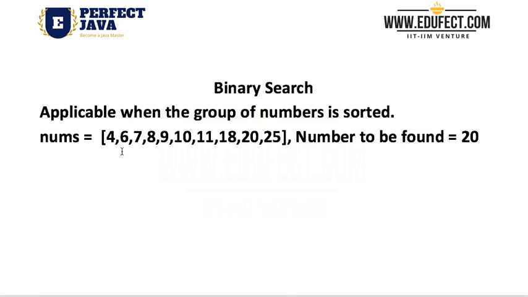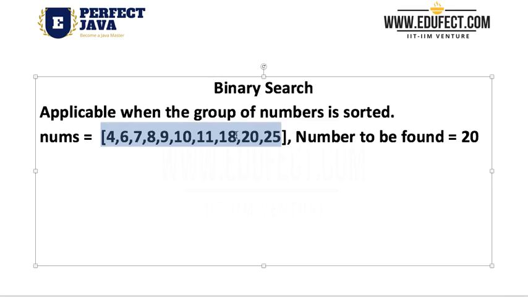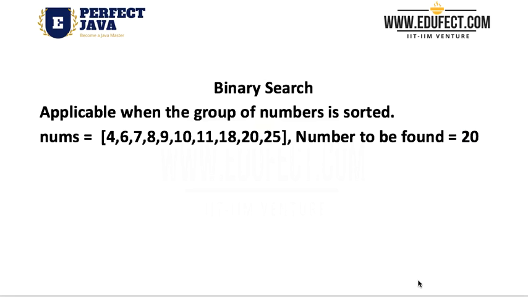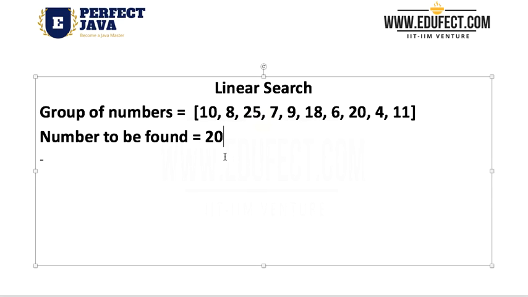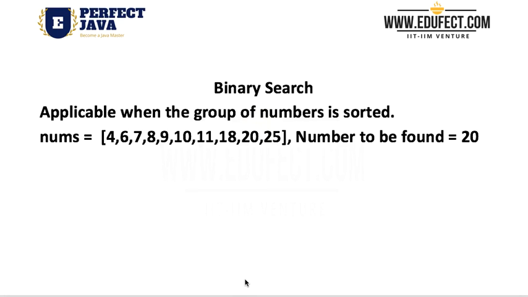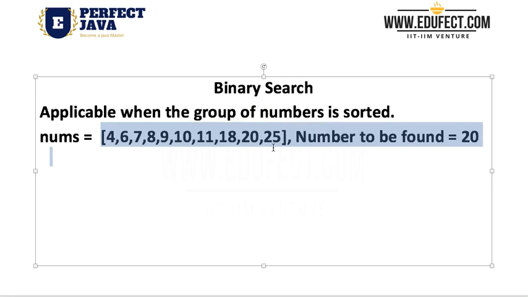Suppose we're looking at the same group of numbers that we looked at earlier, and we are looking for the same number that we found earlier, so 20. Remember, this is what we did. We have the same group of numbers, and the number we were looking for initially was 20. But there is one difference. The group of numbers is sorted, and they are sorted in ascending order.